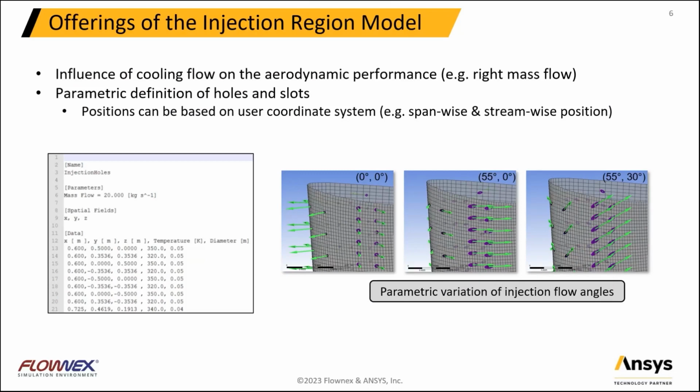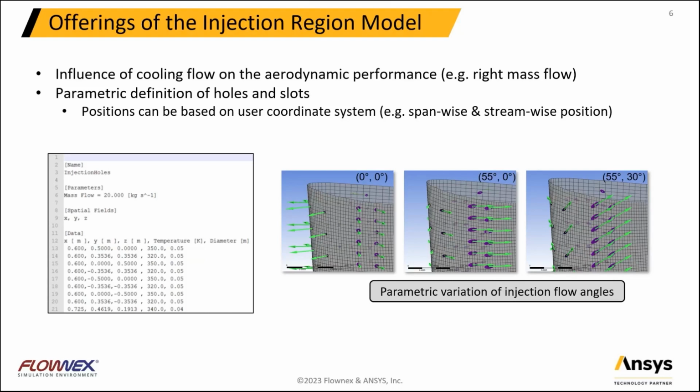So what does the injection region model offer? It can be used to get the influence of the cooling flow on the aerodynamic performance in the early design phase, for instance, to get the right choke mass flow. And as holes and slots can be defined parametrically, it also allows for an easy optimization.